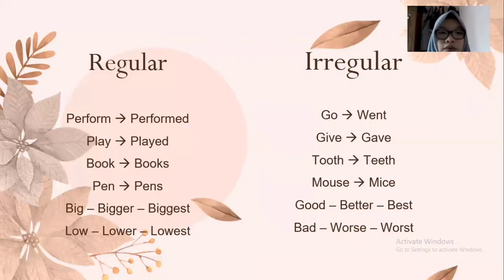Okay, this is the example of regular and irregular. We can see it in the slide. Regular: perform, performed; play, played; book, books; pen, pens; big, bigger, biggest; low, lower, lowest. And irregular: go, went; give, gave; tooth, teeth; mouse, mice; good, better, best; bad, worse, worst.